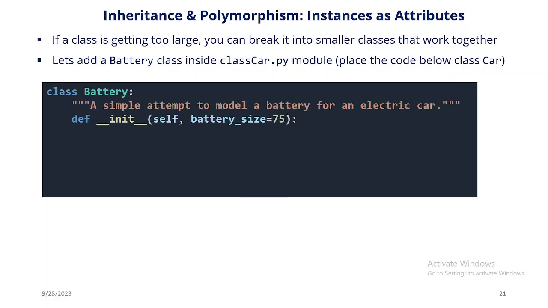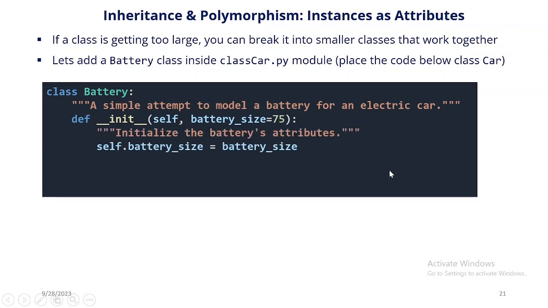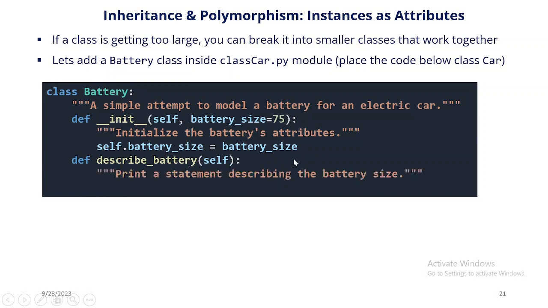So we say class Battery, a simple attempt to model a battery for an electric car. So we say def init self, battery_size equal to 75. We initialize the battery's attribute. Take note of something we are doing newly for the first time. We set a default value for battery, is it not? In def init we set battery_size equal to 75. So we can now say self.battery_size equal to battery_size. Then we'll create another method and say describe_battery self. Print a statement describing the battery. This car has a self.battery_size kilowatt hour.